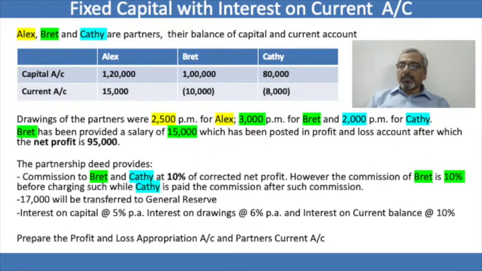Next, Brett has been provided a salary of 15,000 which has been posted to the profit and loss account, after which the net profit is 95,000. It is very important for us to understand that the net profit should have been posted to the profit and loss appropriation account. Instead, it has been posted to the profit and loss account, which should be rectified. Therefore, the correct profit which will be posted in the profit and loss appropriation account will be 95,000 plus 15,000, which will be 1,10,000. Now, what does the partnership deed provide?